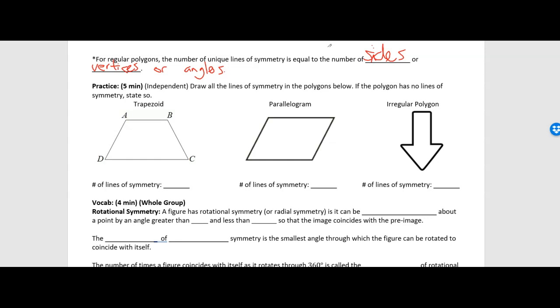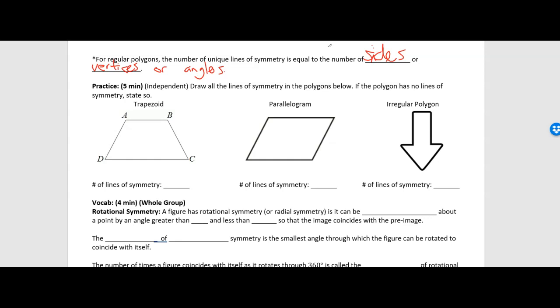All right, let's look at some irregular polygons. Irregular polygons are polygons where the sides are all not the same length and or the angles do not all have equal measurements. So I would just sketch in, play with some of these, see if you can come up with the correct lines of symmetry. They may have 0, they may have 3, 4, 5, etc.